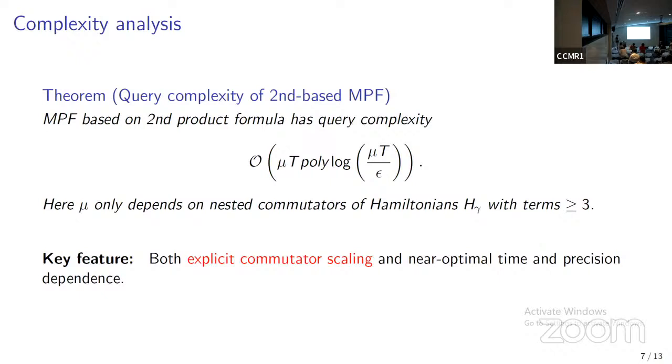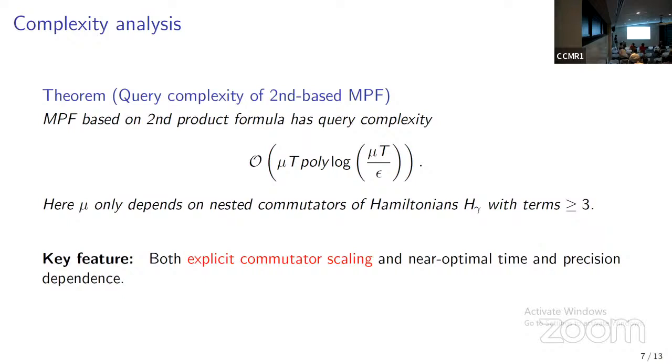the overall query complexity can be something like mu times t times polylog of mu t over epsilon. Here, let us first look at the time and precision dependence. It is almost linear in terms of t, and we have a polylog in terms of 1 over epsilon. So for time and precision, it is already achieving a near optimal dependence up to some polylog factors. But there is another parameter, mu.